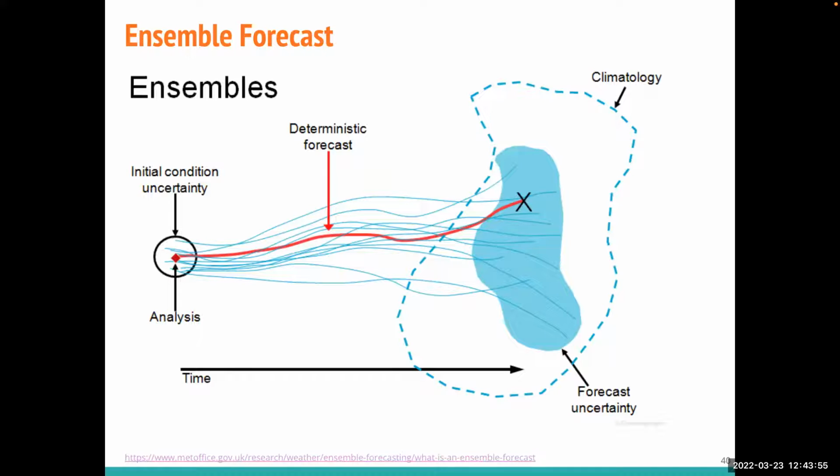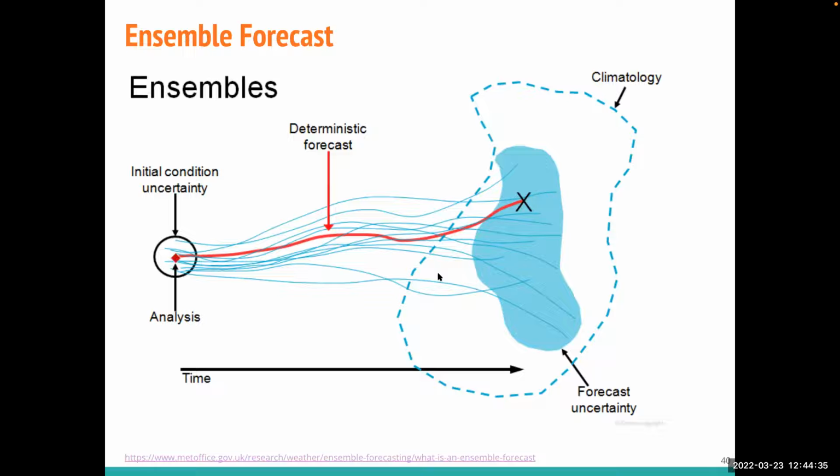Okay, this is the graph that I've shown you at the beginning of this part of the lecture. So we have an initial condition with some uncertainty, and then we start. So this is the analysis. We start the simulation, which is a deterministic forecast, and we start other ensemble members. They should have some very small deviation from your analysis. Okay, and then that will give you the forecast uncertainty here, and it should be within the climatology.